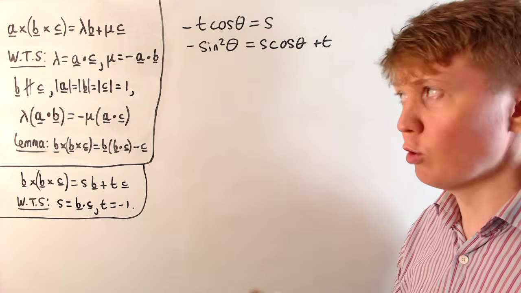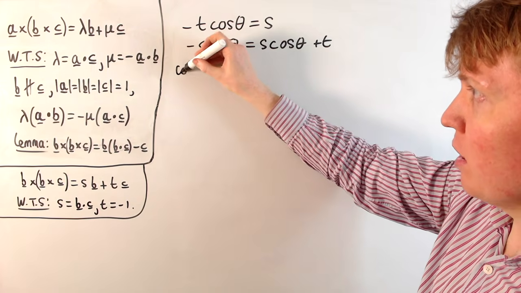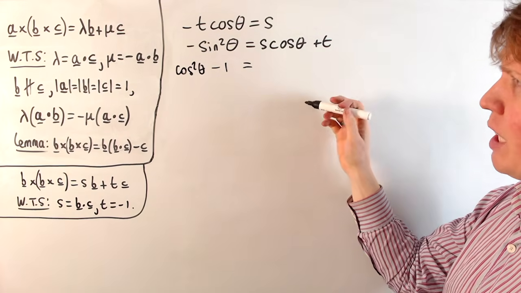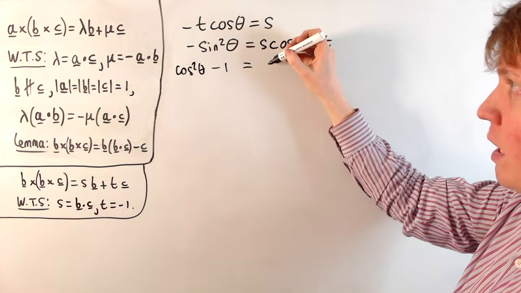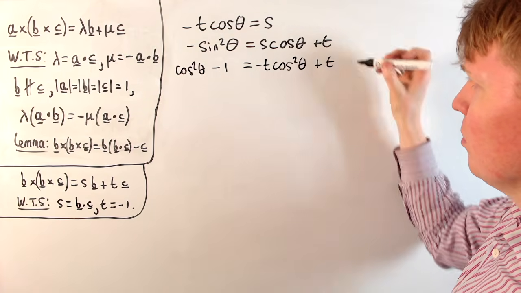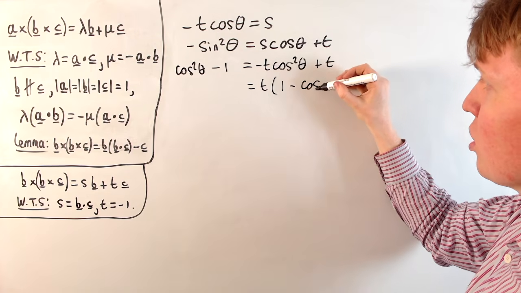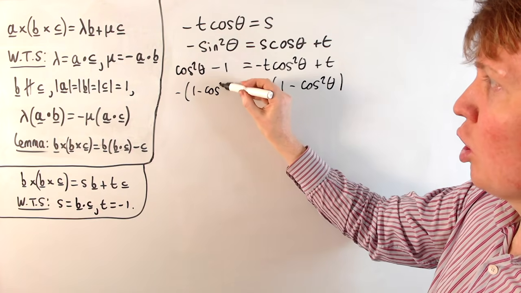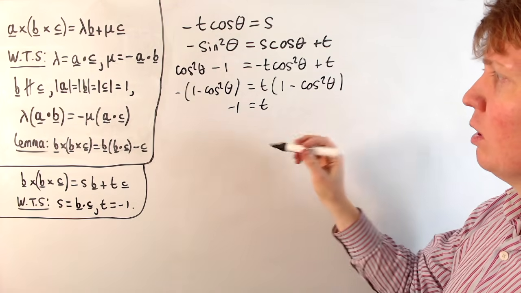And in our second equation, where we've got the negative sine squared theta, we can just use the identity cos squared theta plus sine squared theta is 1 to rewrite this as cos squared theta minus 1. And then we can substitute in negative t cos theta in place of s on the right hand side to get negative t times cos squared theta plus t. And then factoring out t on the right hand side, we've got t times 1 minus cos squared theta, and this is equal to the negative of 1 minus cos squared theta on the left hand side. You can see that then t is equal to negative 1.